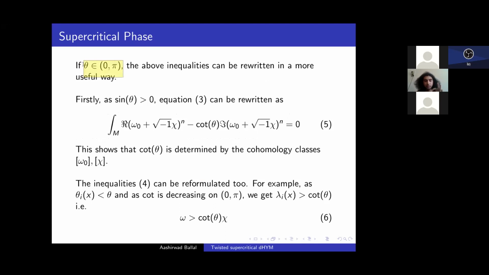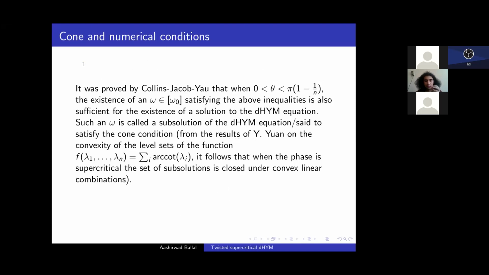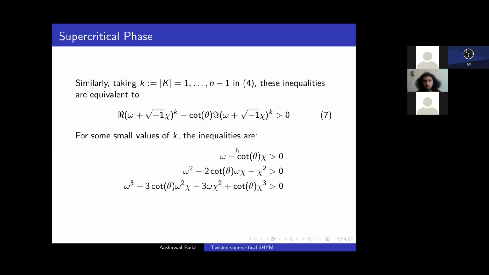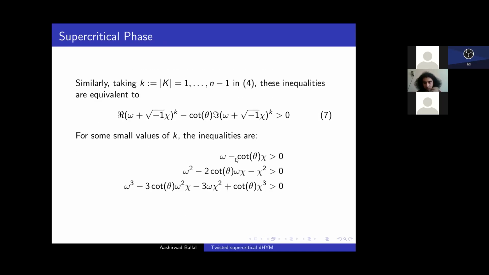If we restrict theta to be in this range, we say that the angle is supercritical, and the reason it's useful is because we can reformulate these conditions in terms of the forms omega and chi.